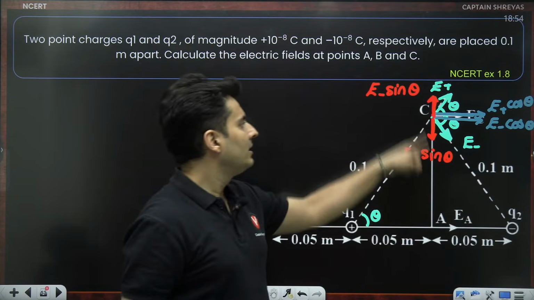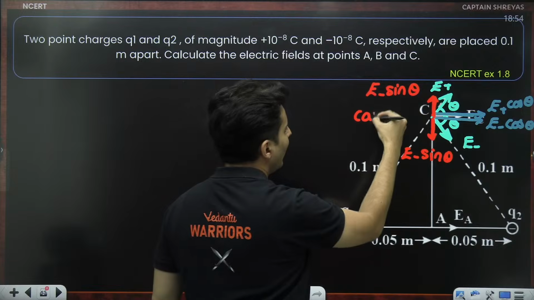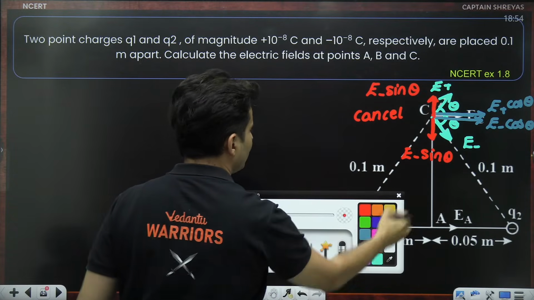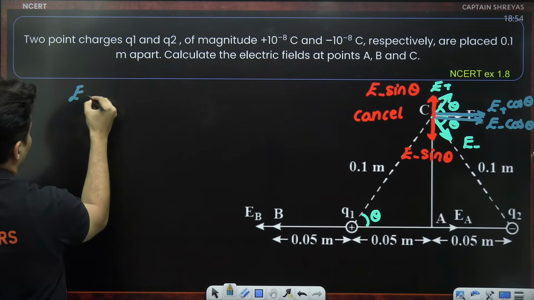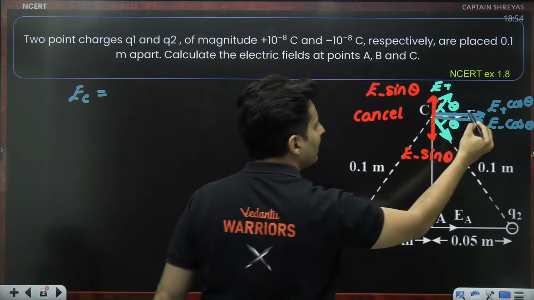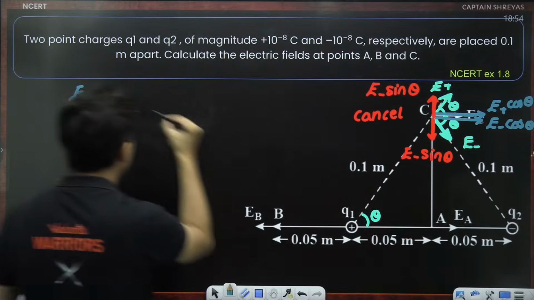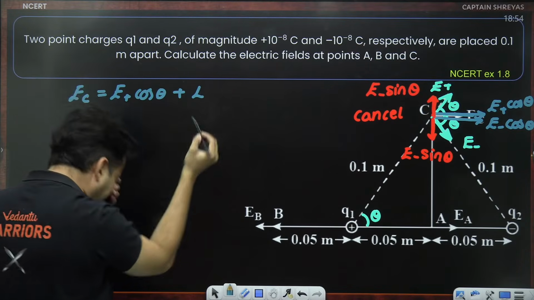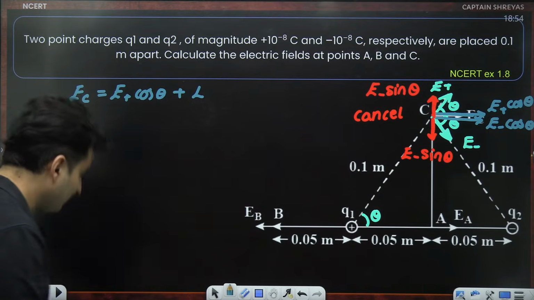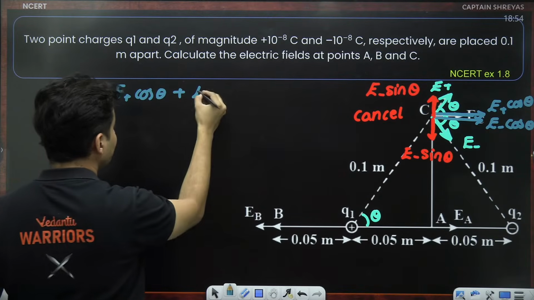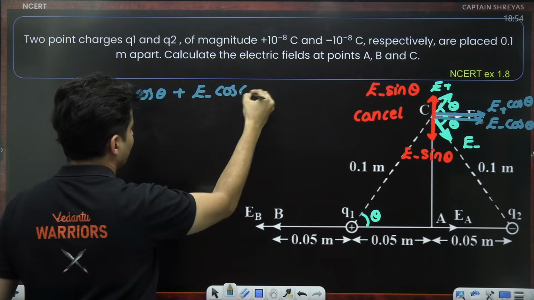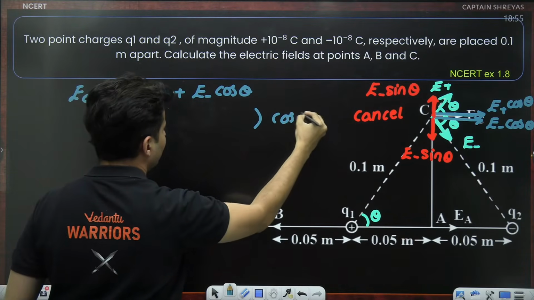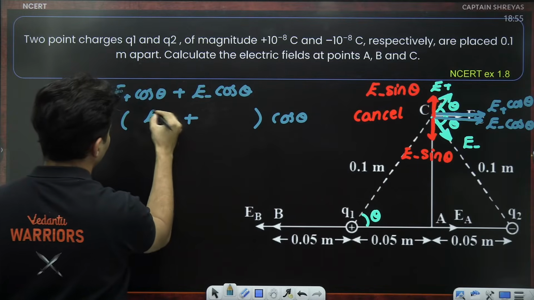What will happen is these two perpendicular components will end up cancelling each other, and the resultant electric field at point C will be the sum of the horizontal components. So E positive cos theta plus, excuse me, E negative cos theta. So you can take E positive plus E negative, cos theta, common over here.